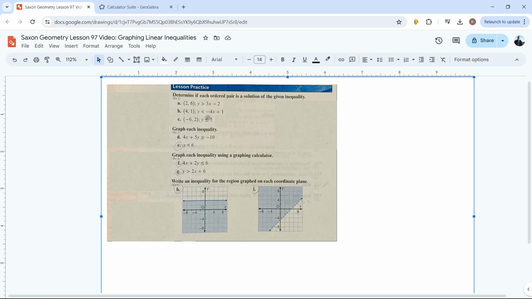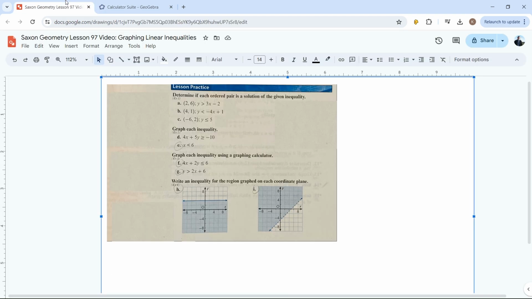All right, let's take a look at the next one. y is less than negative 4x plus 1. And we're going to plug in 4 for x, 1 for y. Is 1 less than negative 4 times 4, which is negative 16, plus 1, negative 15? 1 is not less than negative 15. So I would say no, B is not a solution.